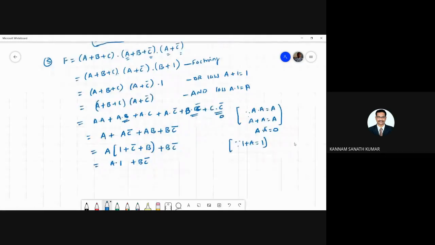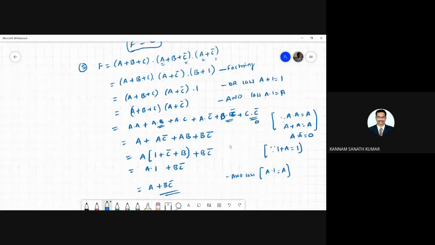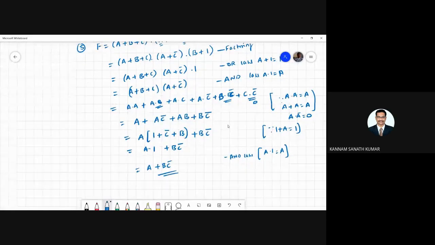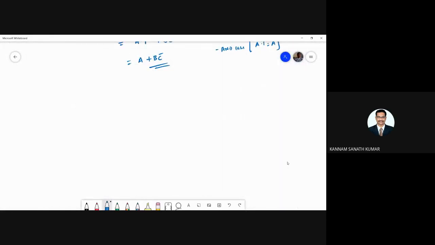So next, from AND law, A into 1 equal to A, plus BC bar. So that means A into 1 equal to what? A, from AND law. So this is my minimum. I simplified the given expression into the minimum number of letters. So this is my final equation.